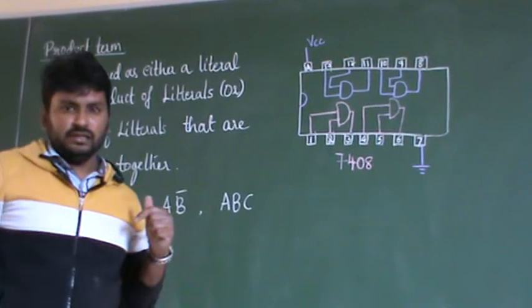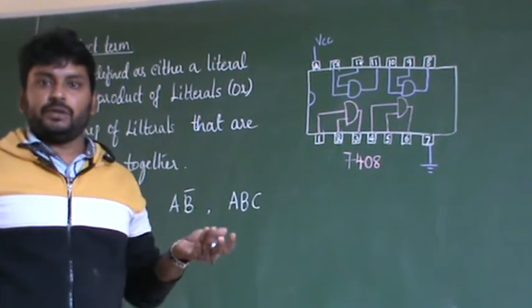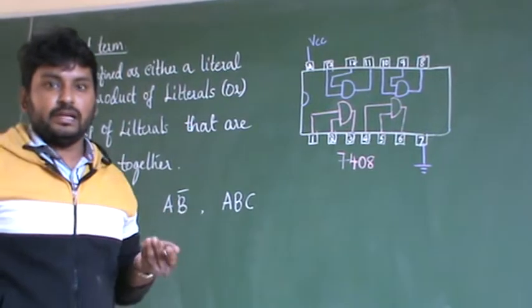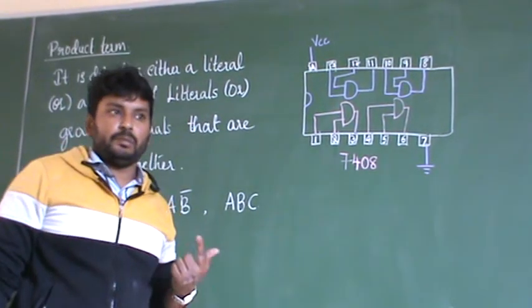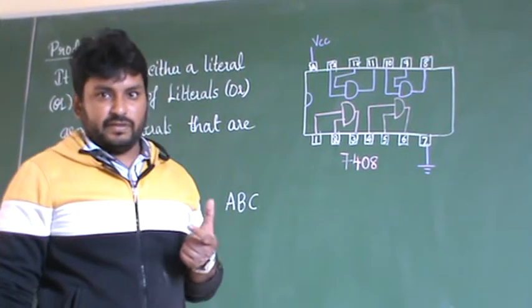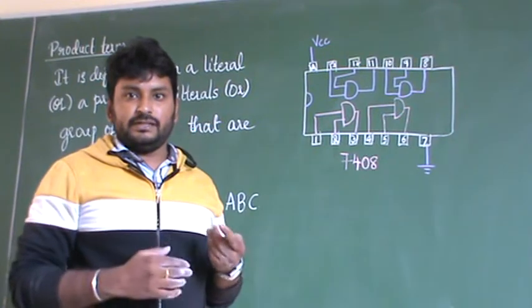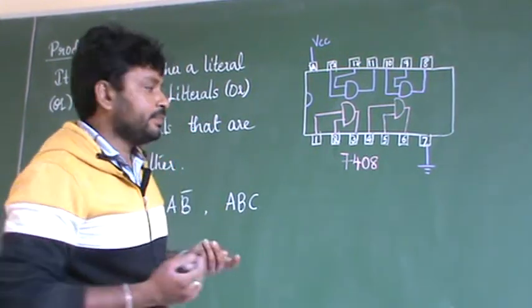Definition was a literal. So what does literal mean? Literal is nothing but a variable which will be available in either a complementary or non-complementary form. So the example that we have considered for a literal is A is a variable, and the complementary and non-complementary forms are nothing but the literals, that is A bar and A.